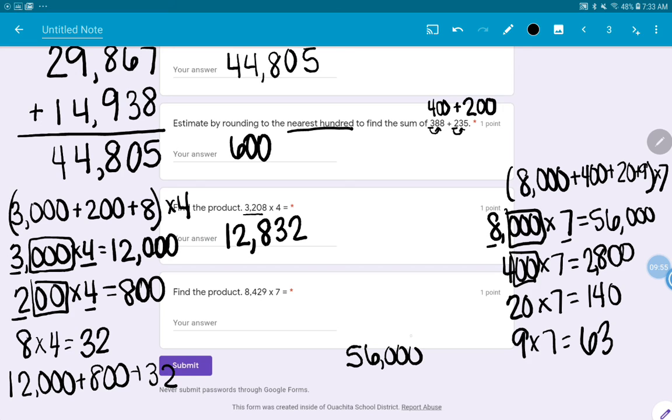56,000 plus 2,800 plus 140 plus 63. 0 plus 0 plus 0 plus 3 in my ones place makes 3. 0 plus 0 plus 4 plus 6 is 10. So there's my 0. I'm going to carry the 1. 1 plus 8 is 9. Plus 1 more is 10. Write down my 0. Carry my 1 again. 1 plus 6 makes 7. Plus 2 more makes 9. And then I have a 5 in my 10,000s place value. 59,003 is the correct answer.